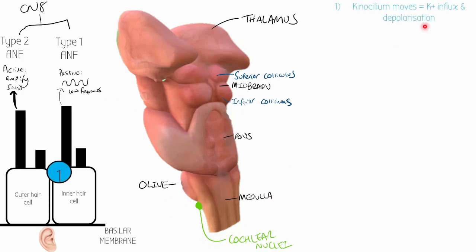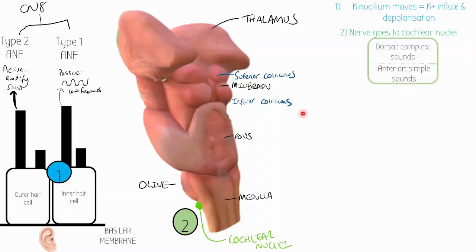Okay, so first we said the kinocilium is going to move and depolarize and cause a K plus influx. Then that signal is going to travel through nerve 8 into your cochlear nuclei. We're talking about one ear just for now, say your left ear. So the left ear signal travels here into your cochlear nuclei, and that's where processing can start. Your cochlear nuclei will divide the sounds, whether they're complex sounds or simple sounds. If they're complex sounds, they go to the posterior, the dorsal cochlear nuclei. And if they're simple sounds, they go to your anterior cochlear nuclei.